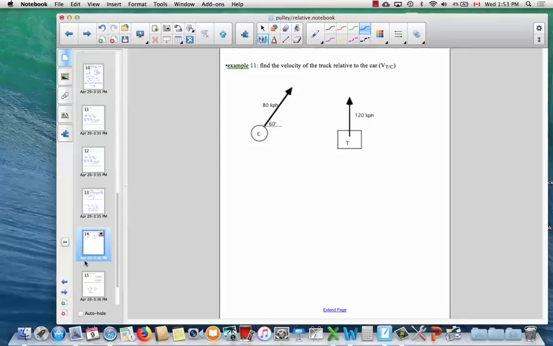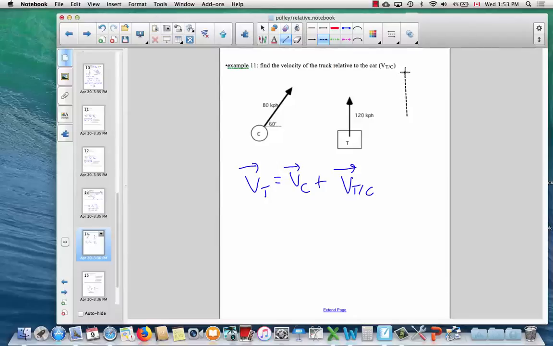Let's try another quick example. So here again, here's a car, here's a truck. Find the truck relative to the car. So for that order, we're going to have the equation written this way. Truck velocity is car velocity plus velocity of truck with respect to car. Now we'll use the standard coordinate system where this is the y or j direction and this is x. So we use i and j there. So we see the truck is just 120j in kilometer per hour units.